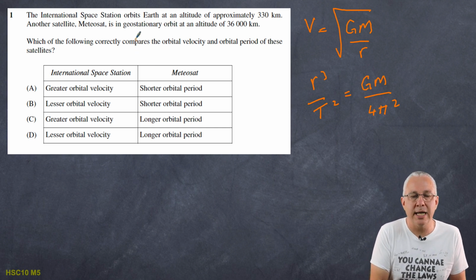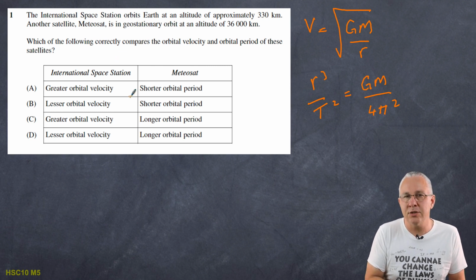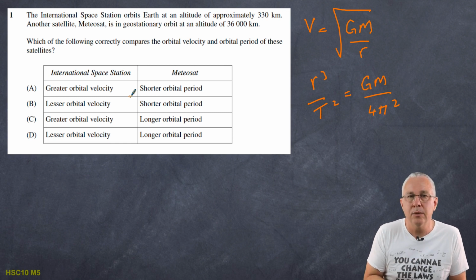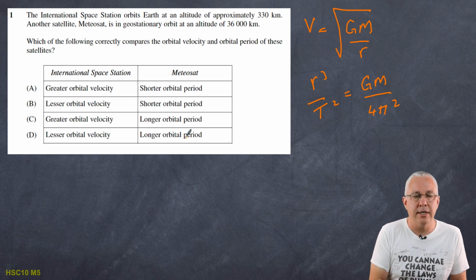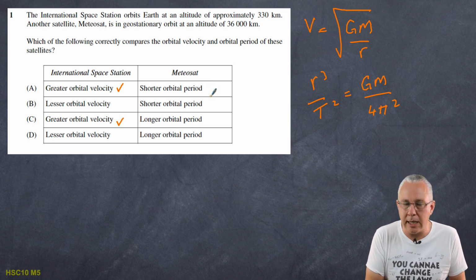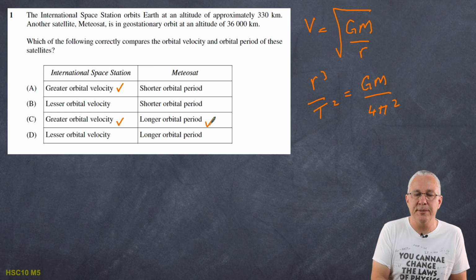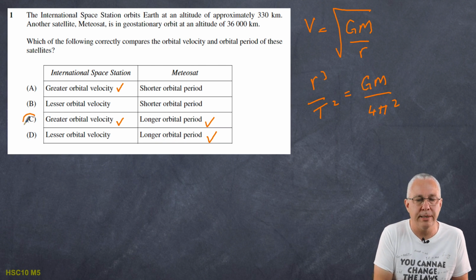So in essence, if we're interested in the orbital velocity and orbital period of these satellites, the International Space Station, being closer, will have a higher velocity and also a shorter period. And if you look at the options, we have a greater velocity here and a greater velocity here for the International Space Station. Now, what about the Meteosat? Remember, this is the geostationary satellite, so its orbital period will be longer. And so we have a longer orbital period for that one and a longer for that answer, but you can see the only possible answer will be C.